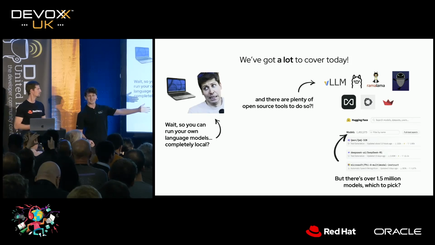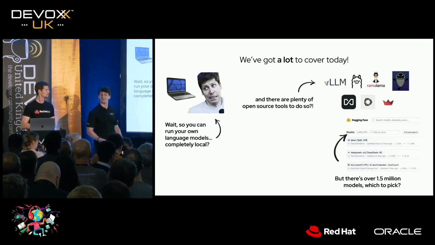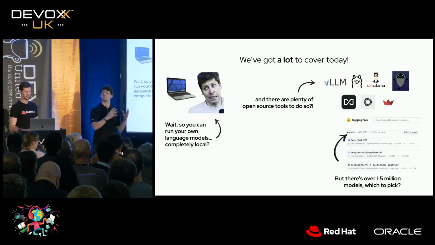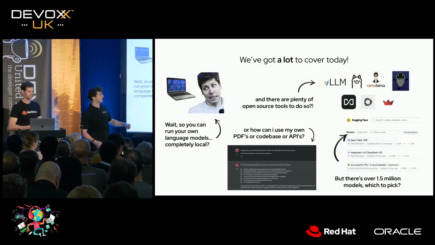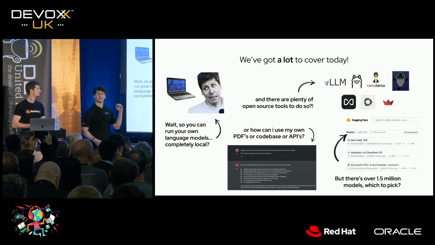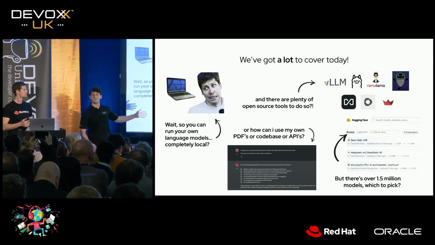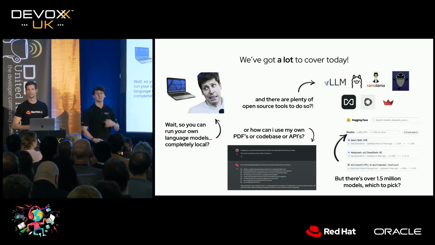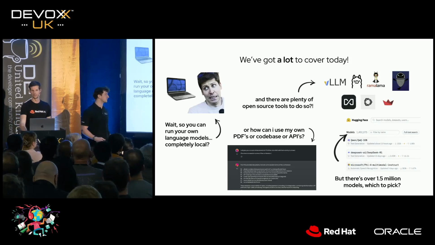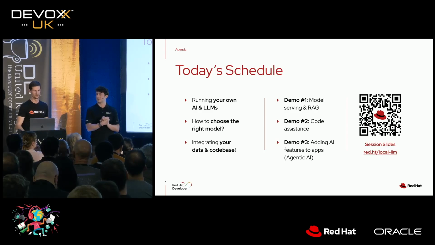Thing is, on Hugging Face, there's over 1.5 million models, so you might be wondering to yourself, which one do I pick, and what are their use cases, right? And so we're going to teach you what models can you use, how can you run them, and how do you integrate them into your data, because the data that's useful for you, the PDFs, the documents, your code base is also useful for an AI model, and we're going to show you how to do this all locally here today. So let's get started.